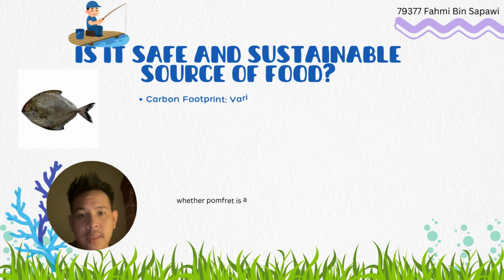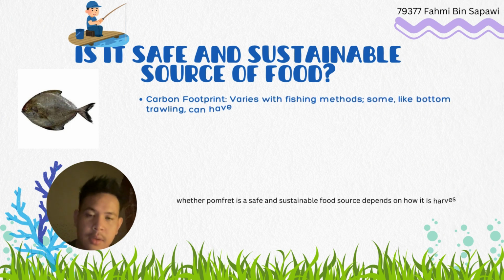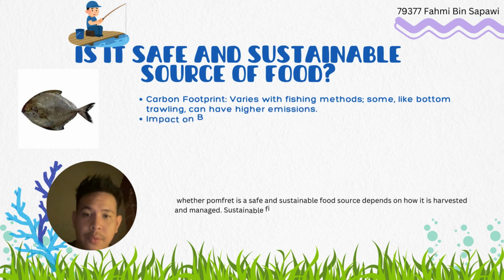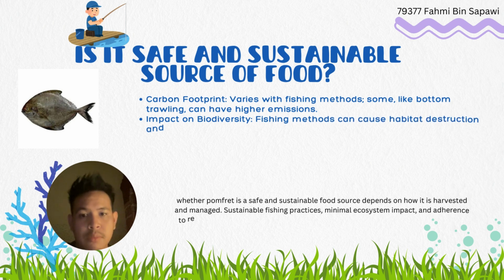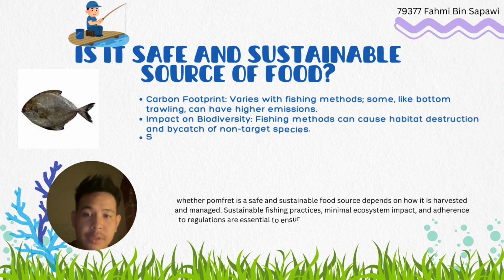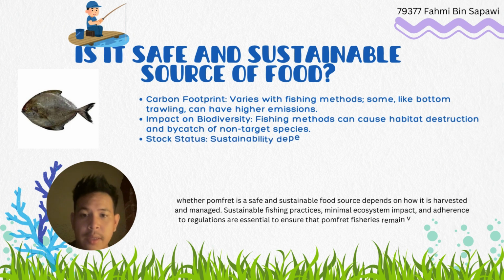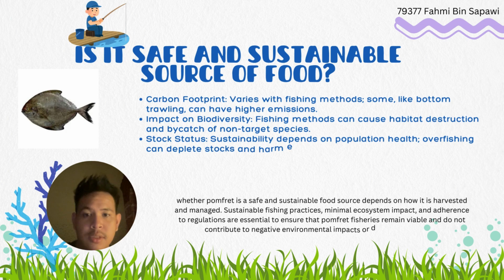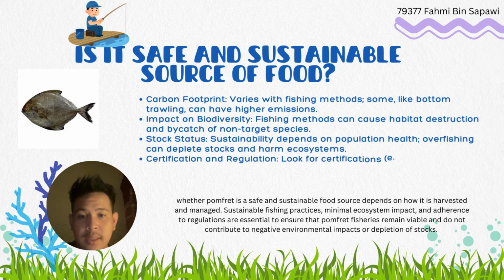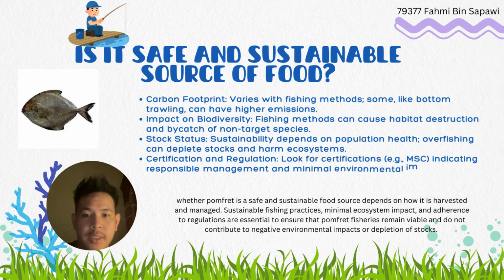Then, is it a safe and sustainable source of food, this fish? Okay, the carbon footprint varies with fishing method. Some, like bottom trawling, can have higher emissions. As for impact on biodiversity, fishing methods can cause habitat destruction and bycatch of non-target species. For the stock status, sustainability depends on population health. Overfishing can deplete stocks and harm the ecosystem.